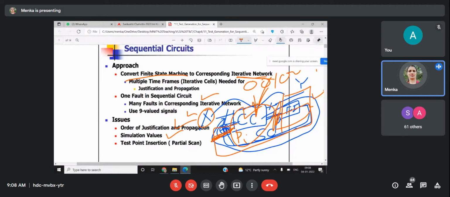Another one is the simulation values. The simulation values will keep on changing because the input set is somewhat different at this stage. For the next iterative network, the input set can be a little bit different, because your main objective is the output set, which is actually becoming the input for the next one. Another one is the test point insertion. This is the partial scan. You will be scanning that partially. So these are the issues seen with these sequential circuits.